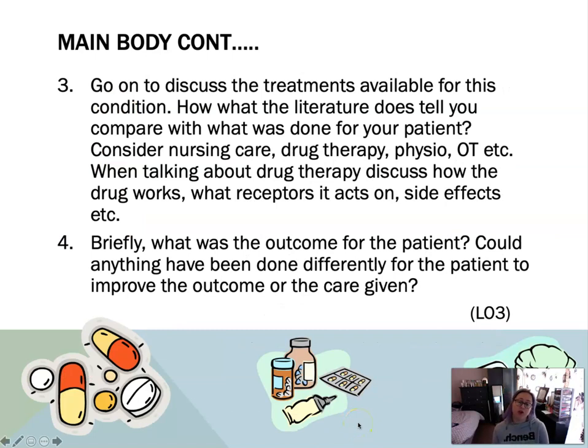Then our third learning outcome is looking at that evaluation. So again, our positives and negatives, strengths and weaknesses of the treatments that are available for our patients. So you're looking at discussing the treatments that are available for your condition. What does the literature say? And how does this compare to what was done for your patient? You might want to think about any particular pathways, any policies, any procedures, anything that you follow within your role that's going to help you support this particular patient.